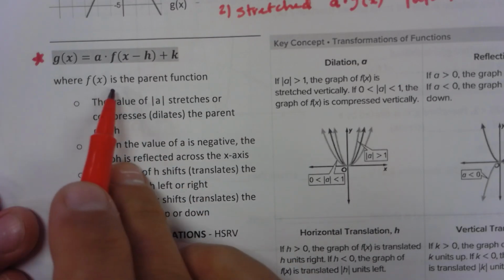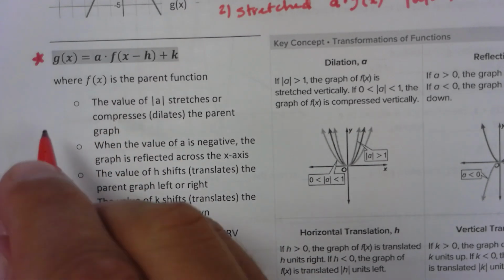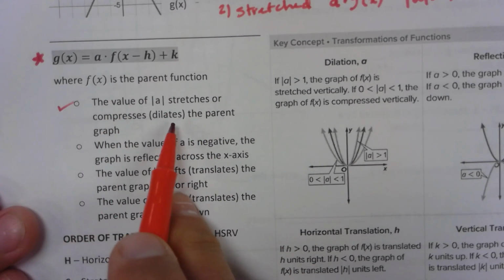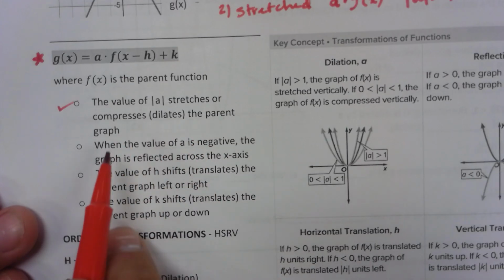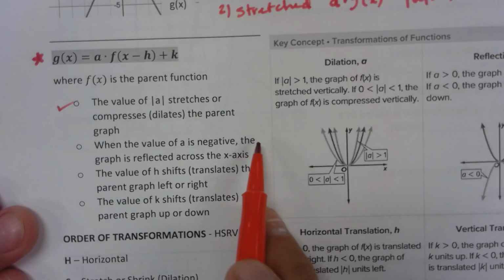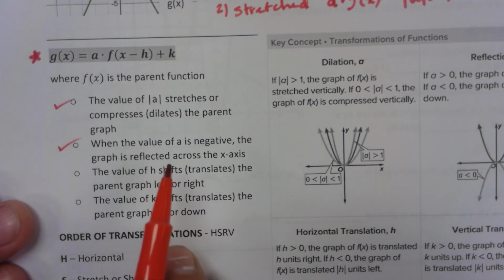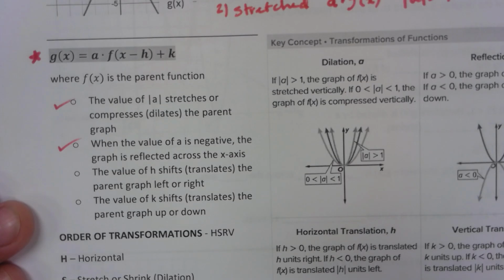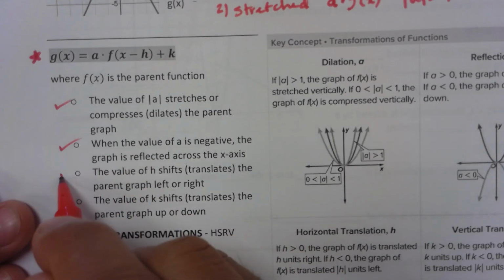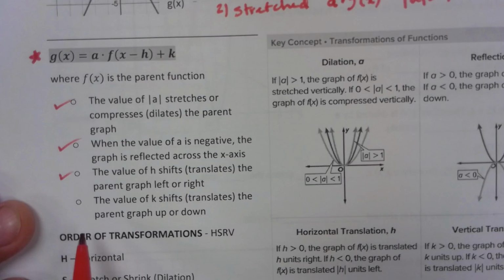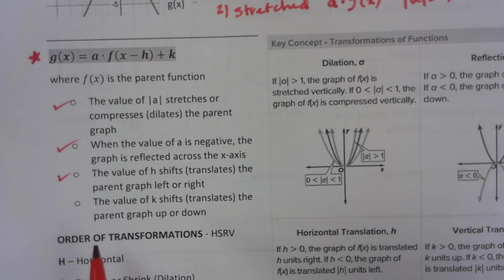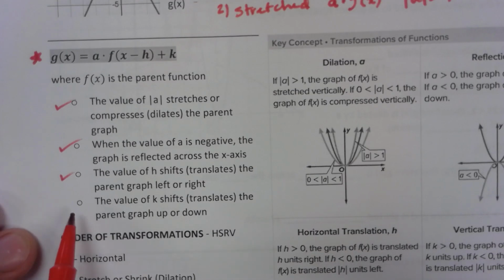All right, so where f of x is the parent function, what do all these things do? Well, the absolute value of a stretches or compresses, it dilates the parent function. When the value of a is negative, the graph is reflected across the x-axis. This is all stuff we learned in the previous lesson. The value of h shifts or translates the parent graph left to right. Remember, if h is positive, it goes right. If h is negative, it goes left, although be careful there because it appears to be the opposite. And then lastly, the value of k shifts the parent graph up or down.